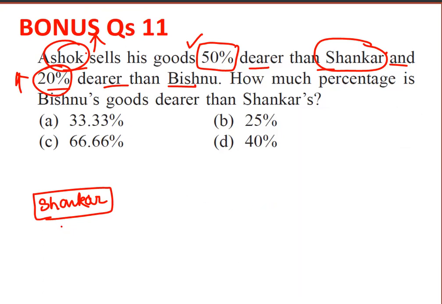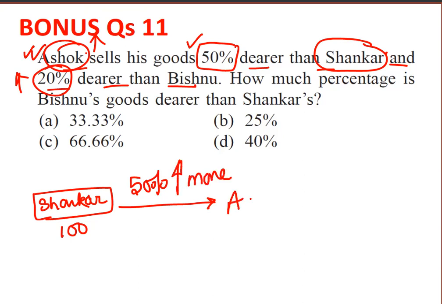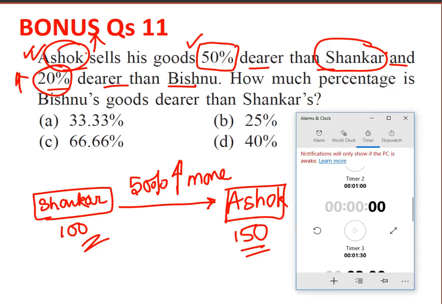So let Shankar's price be 100. The price at which Ashok is selling is 50% more. So if Shankar sells at 100 rupees, Ashok will be selling at 150 rupees. Simple. Now there is another data.